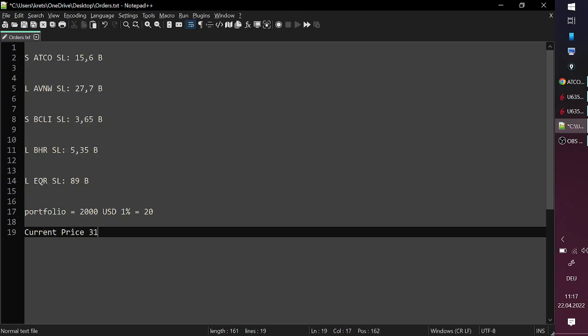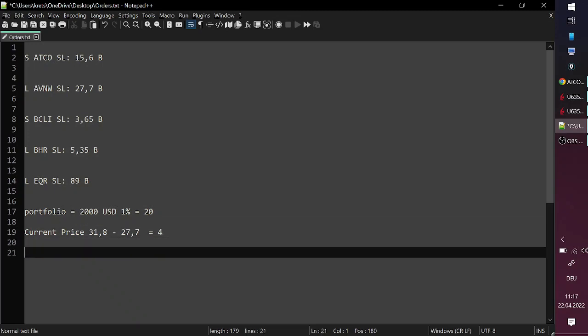Current price is 31.8, and we subtract 27.7. So that's our stop loss. That's when we sell it, and the difference is exactly 4.1. Let's make it easy, let's call it 4. Okay, so $4, and how many times does 4 fit into 20?